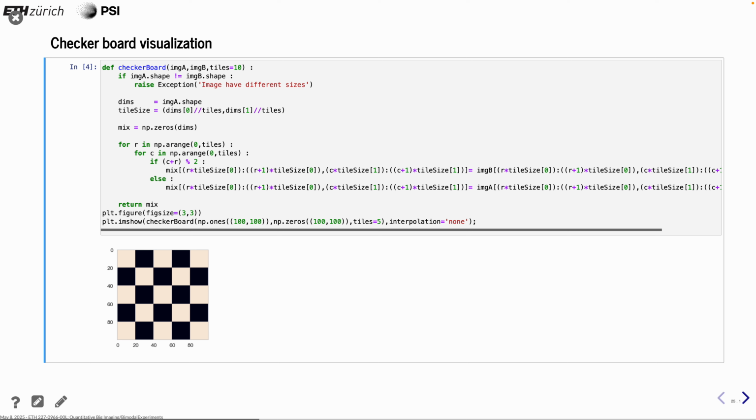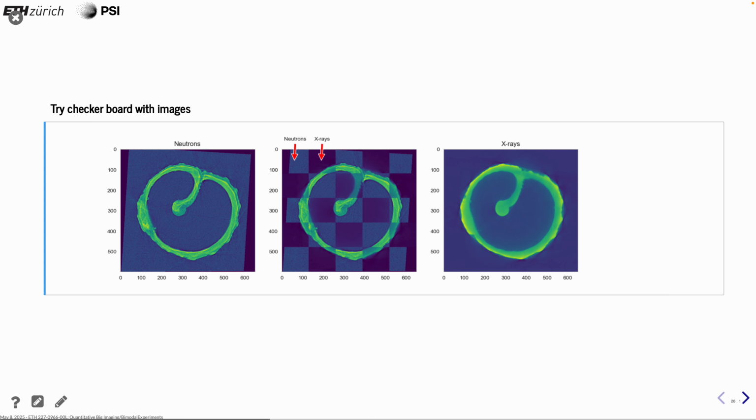So the first one is to visualize with the help of a checkerboard. And here is some code that you can use. The principle is that you alternate the two modalities in this checkerboard and visualize them together. Looking at the result, we have the neutrons on one side, X-rays on the other side, and here's the checkerboard visualization. Here you can see how well aligned the object is, and also how the contrast differences are within the object. This is very useful as a visual quality check for your registration, but in some cases can also be useful in presentations to give an overview of how the two modalities appear within the sample.